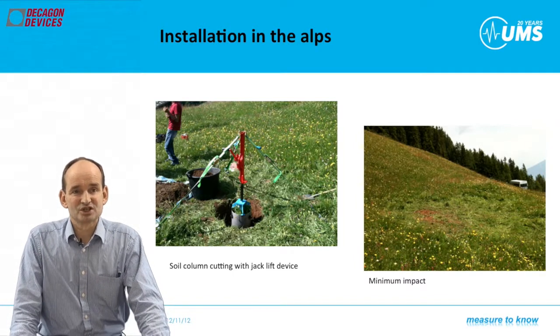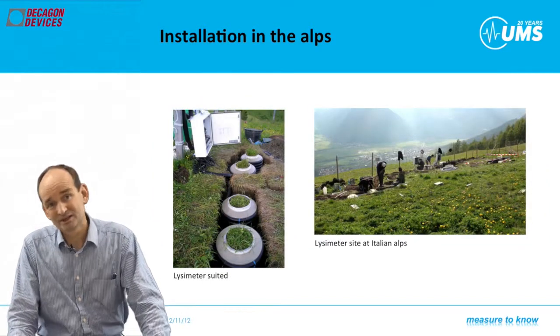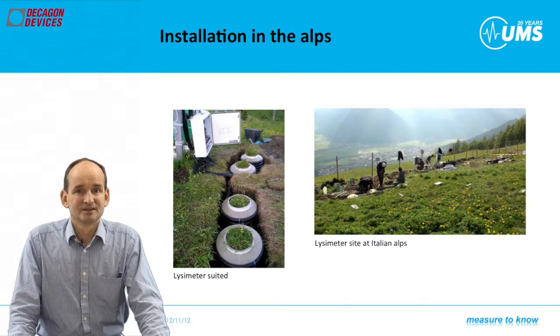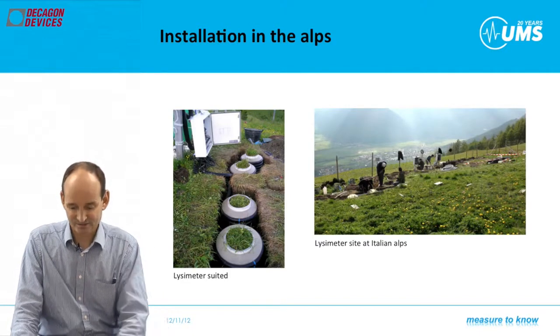These 2 pictures show the already installed lysimeters before we cover them with natural soil and grass. Those lysimeters are part of an irrigation project for climate change in the Italian Alps.